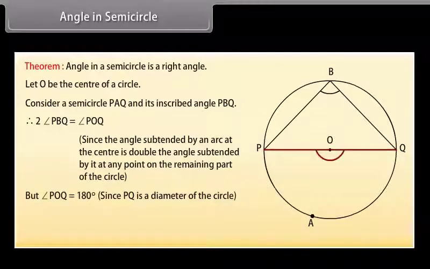But angle POQ is 180 degree because PQ is the diameter of the circle. 2 angle PBQ is equal to 180 degree. Therefore, angle PBQ is 90 degree.